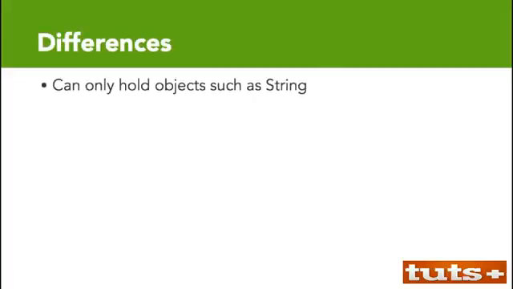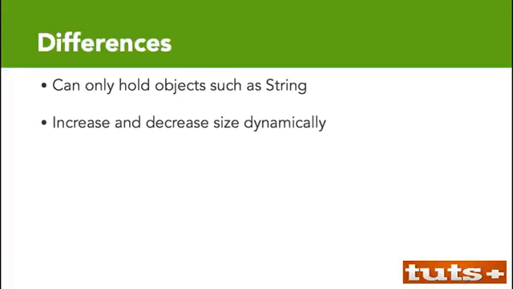The last type of arrays that we're going to talk about is an array list. There are several important differences between an array list and an array. An array list can only hold objects, such as strings. When using an array list, you can increase and decrease the size dynamically. To access the elements in an array list, we use the .get method, and to update elements in an array list, we use the .set method.